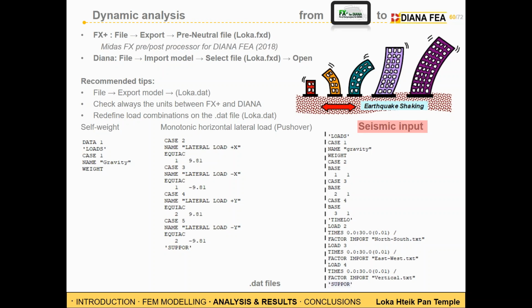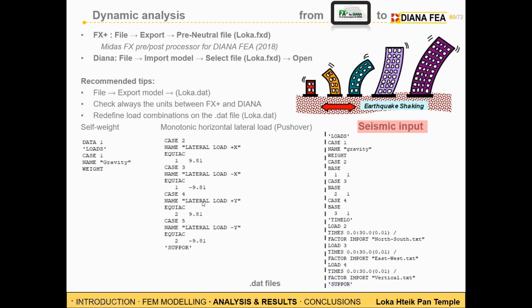the model will behave more realistically. Okay, having created the model in FX Plus for DIANA environment, we need to export one file more, which is the pre-neutral file, such as, for example, I call it loca.fxt. And then we can import the fxt file in DIANA, and then when it is open, we can re-export again the .dat file.